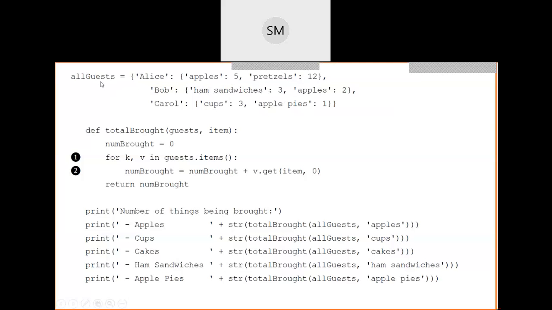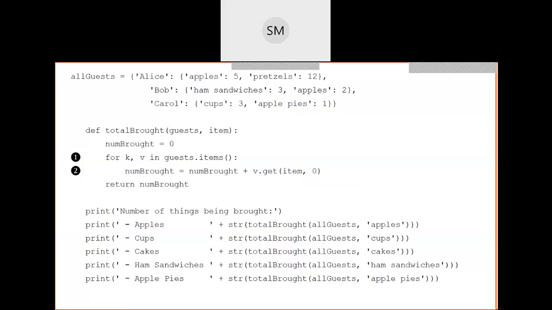Okay. Then this is the main part of this program, that is, define a function. That function name is just, I have taken it as totalBrought. Okay, so totalBrought receives two arguments. First argument is guests, second argument is item. And inside this function, what we are doing, initially we are assigning the numBrought variable to 0. This will be the main output of our program. Keep it in your mind.